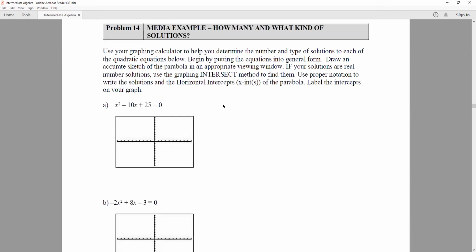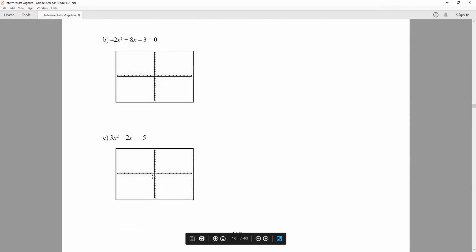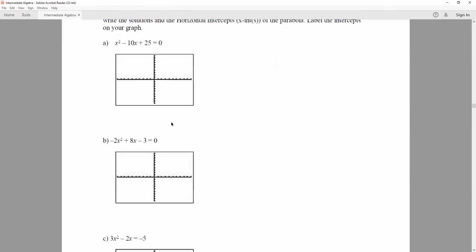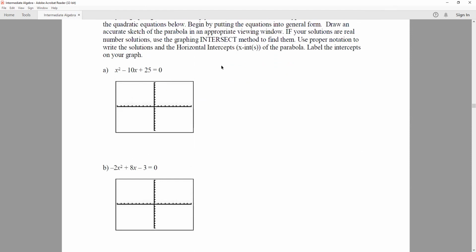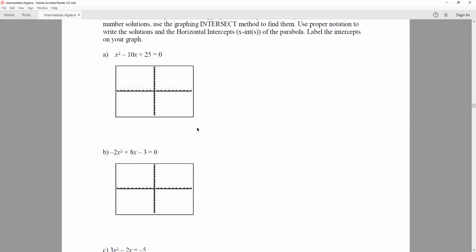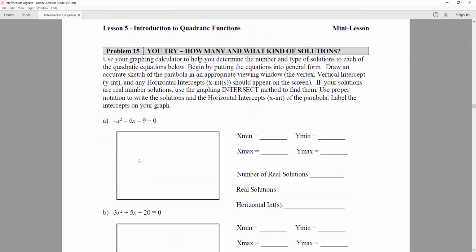Now let's look at some examples. This is a media example, so I'm not worrying so much about it. Please watch the video because you have the video on the website, My Open Math, okay? So you're finding your x's, you're finding the solutions. Okay, so it says use proper notation to write the solutions and the horizontal intercept of this parabola. Now, in problem 15, this is a U-try problem. So let's look at that real quick.